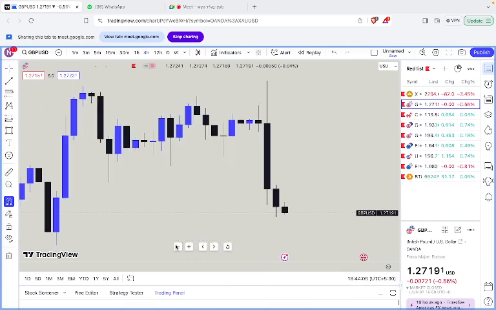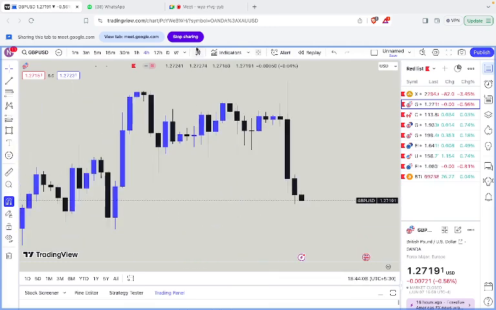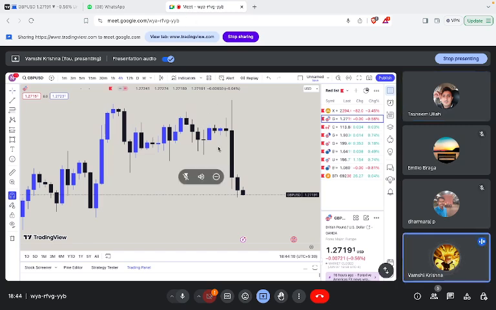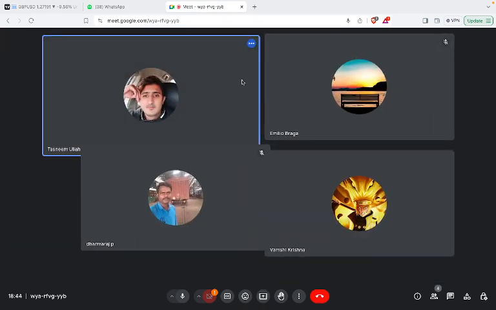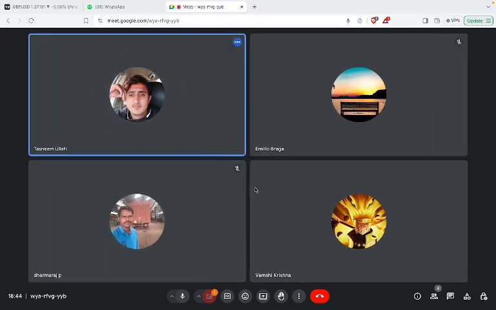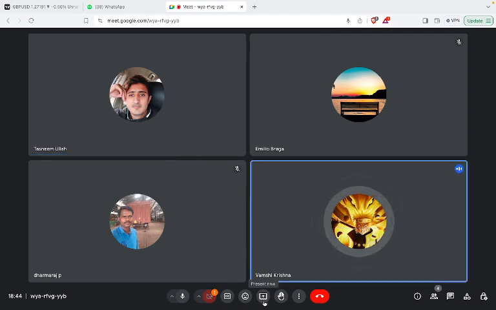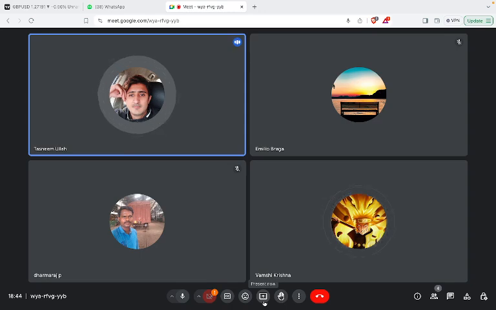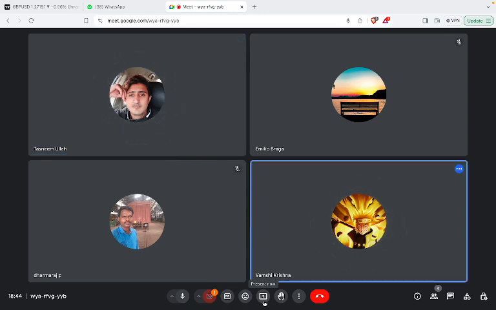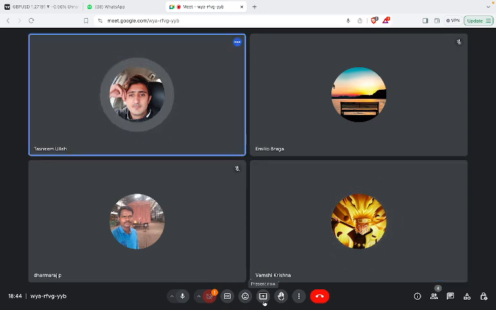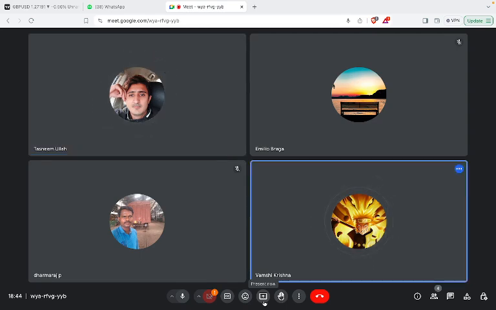Sir, how to share the screen? There's an option called screen sharing. Okay, sir, I am on a laptop. There's an option called present now, beside the emoji button, the up arrow symbol. If you click on it, it will show present now. Yes, okay, sir. Present now, this one? Yeah.